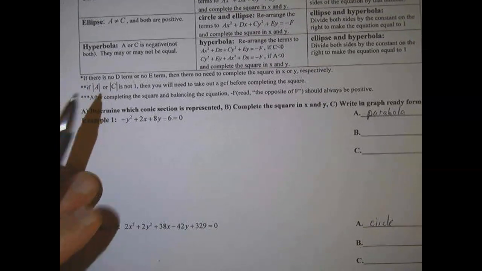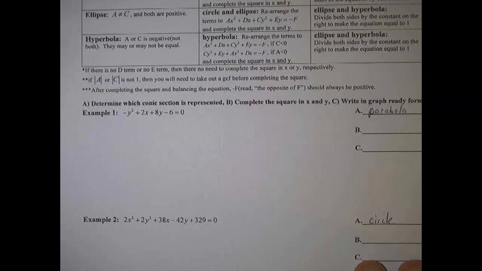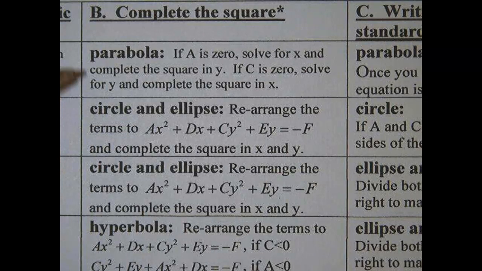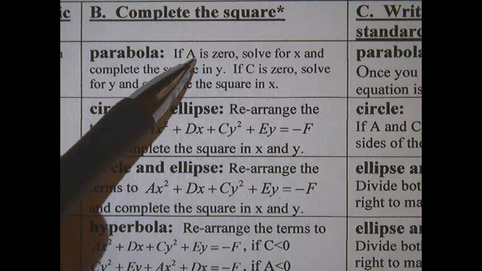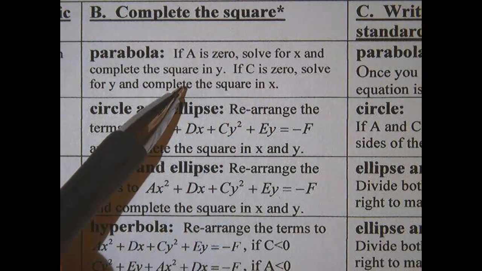We probably won't do all of them right here, but we'll definitely do 4. Yeah, we should be able to do all 4. All right, let's look at this first one. Our little pointer here for a parabola is if A is 0, which is what we have for the first example, we're going to solve for x, complete the square in y.